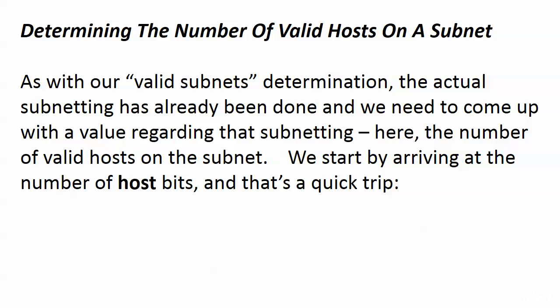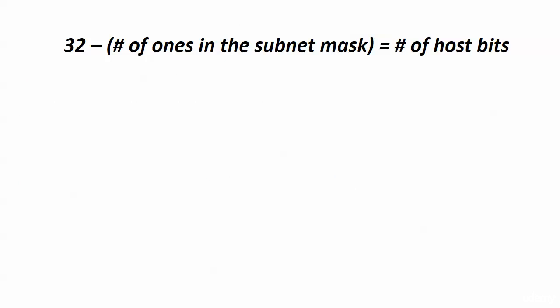And we start by arriving at the number of host bits, and that is a very short trip. A lot of times, if you're given the mask and prefix notation, you don't even have to do any writing to make this happen. It's 32 minus the number of ones at the beginning of the subnet mask equals the number of host bits. That's it. That's all there is to it.